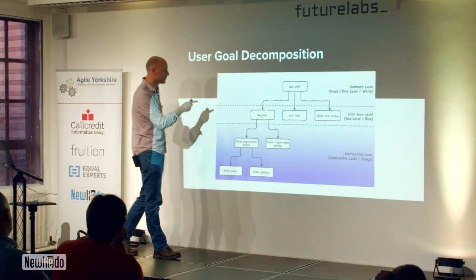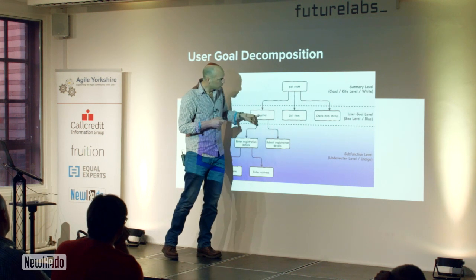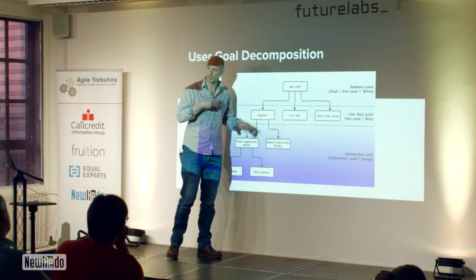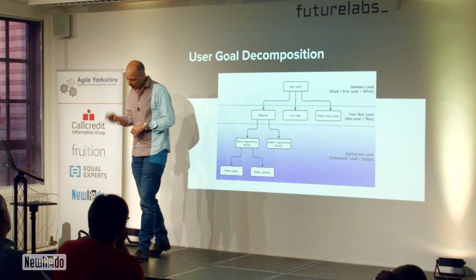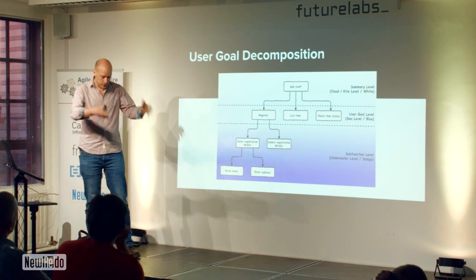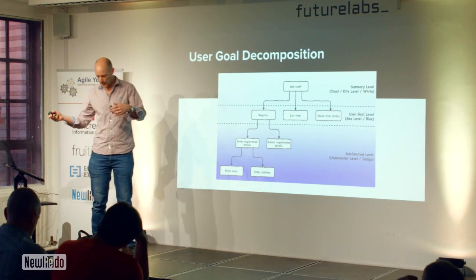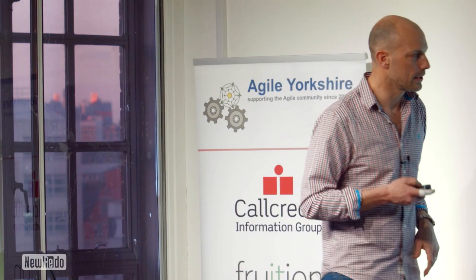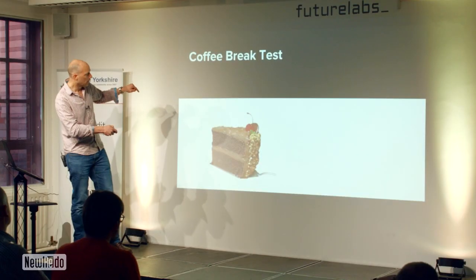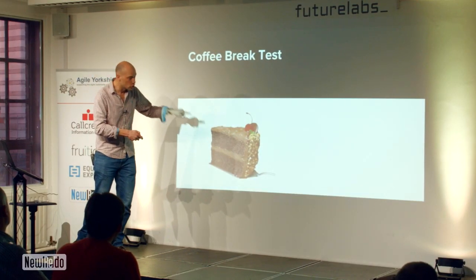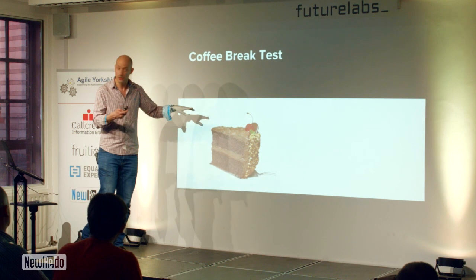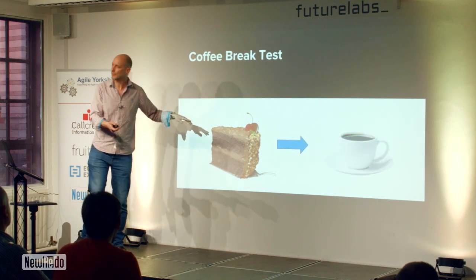Because what Cockburn says is that you can tell if you've got a user level goal story by using the coffee break test. You're in an office and you do 10 or 20 of these things an hour. Once I've done this thing, could I have a coffee break? If you can, then the story is at the user goal level. So the point with the coffee break test is that if you eat a piece of cake that's just the right size, i.e. user goal level, then you can have coffee and cake.